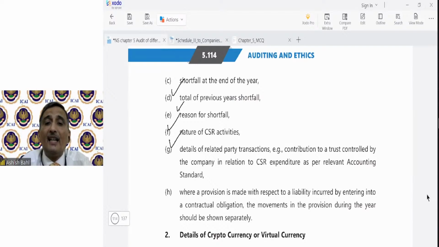So, details of related party transactions. Like say if the company has made some contribution to some entity, say a trust controlled by the company, then this has to be disclosed. Okay.